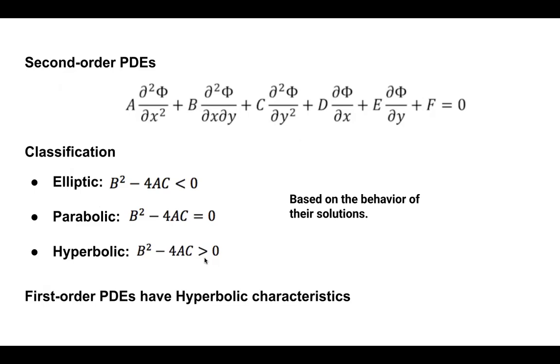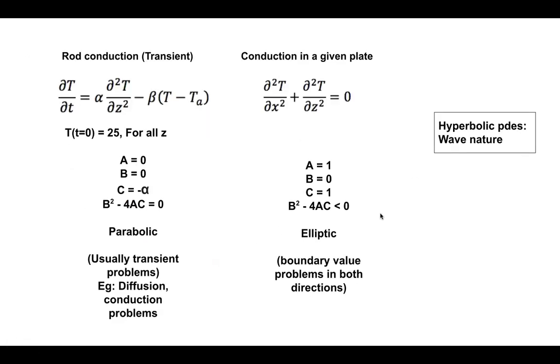Then if we have first order PDEs, we also say that it has hyperbolic characteristics. So these are something we need to study. Now we'll see what kind of problems we have. For example, I gave an example of rod conduction, right? Rod conduction, which is in transient condition, which means your temperature is varying with respect to time. So that is dou T by dou t.